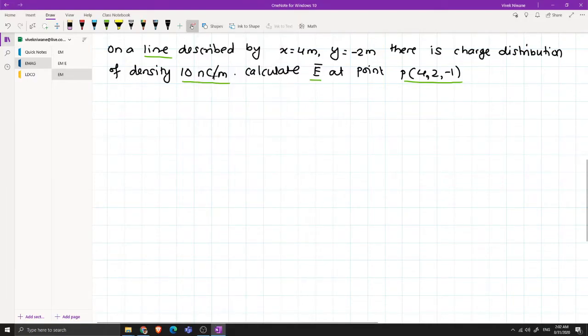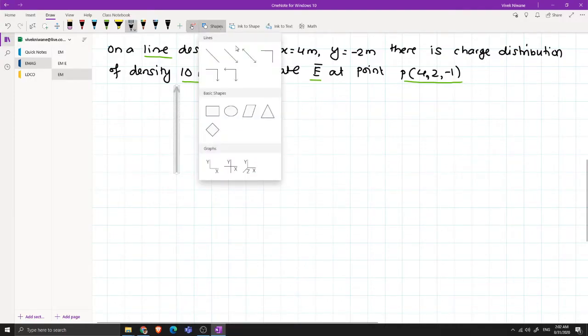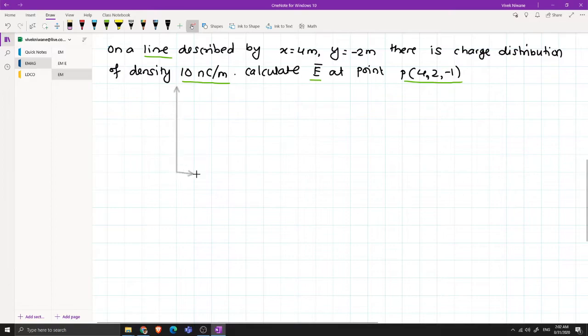Okay, so let us say we have the z-axis, then the y-axis, as well as the x-axis. Now let us assume that we are given x is equal to 4 and y is equal to minus 2. So we will extend this a little on this side.